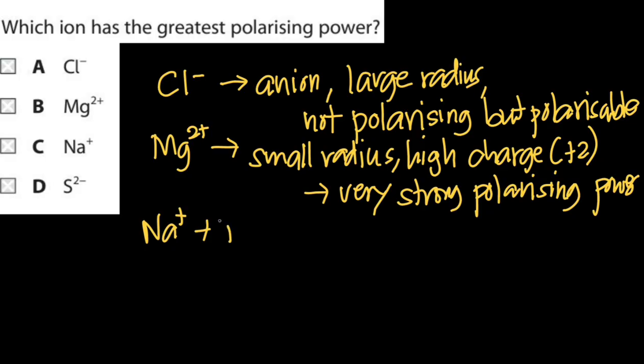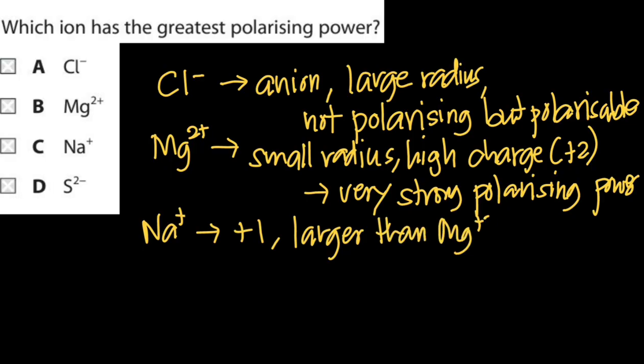How about sodium ion? The charge is plus 1, but the radius for this is larger than that of magnesium ion. Therefore, this has a weaker polarizing power compared to Mg2+, magnesium ion.